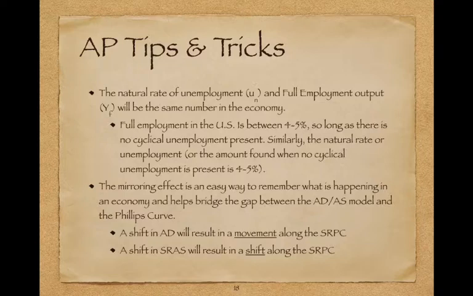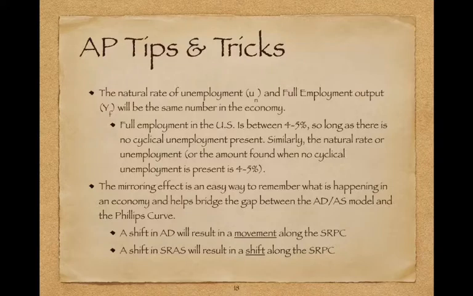We're at full employment even though there's people without jobs. Okay? Because there's always going to be people, again, seasonally, frictionally, or structurally unemployed. So the natural rate of unemployment, which is the amount of unemployment found when there's no cyclical unemployment, is also going to be 4 to 5%. Now, one more thing, okay? I know I keep saying one more thing, but one more thing for this section right here.